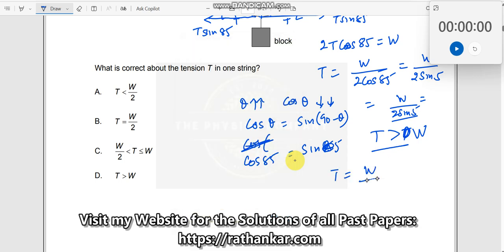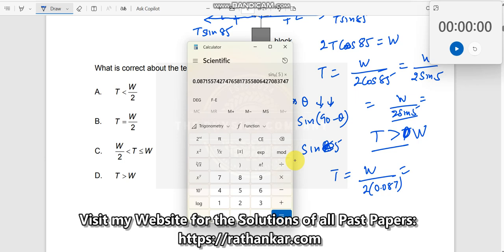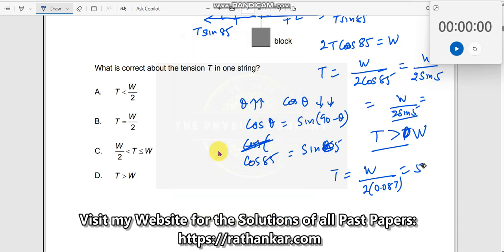T is equal to W divided by 2 into 0.087. Just a minute, let me do it once again. 2 times 0.087 is equal to 0.174, and 1 by this would be 5.74. So 5.7 times W, therefore T is greater than W, right? That's what we need to do. So D is the answer. Okay, straightforward.